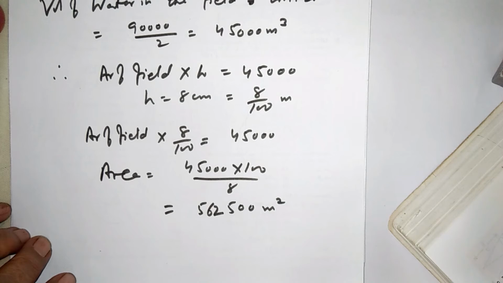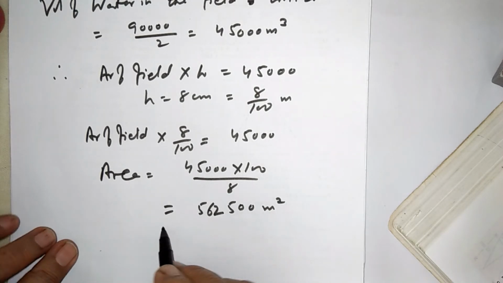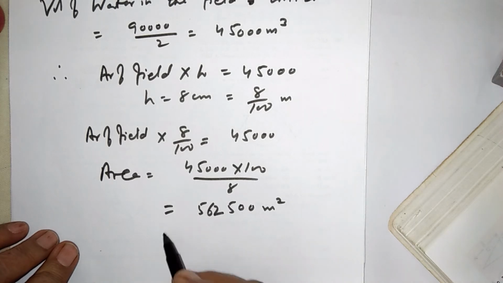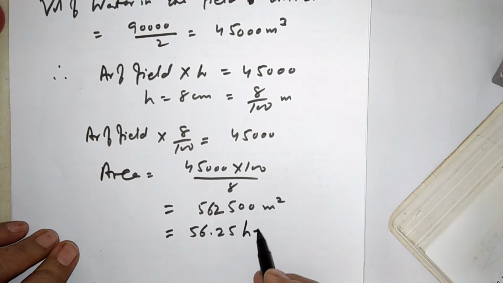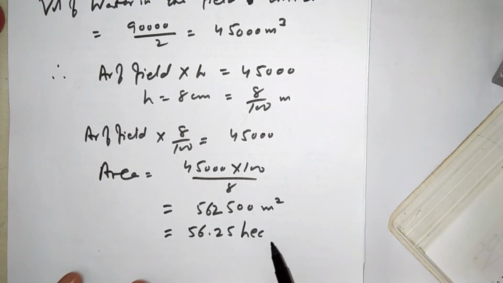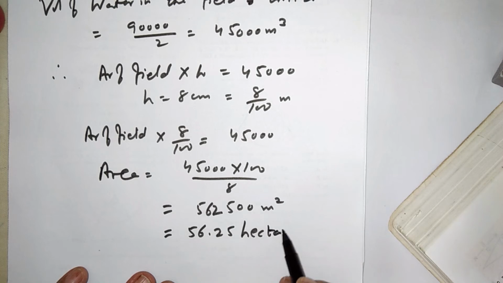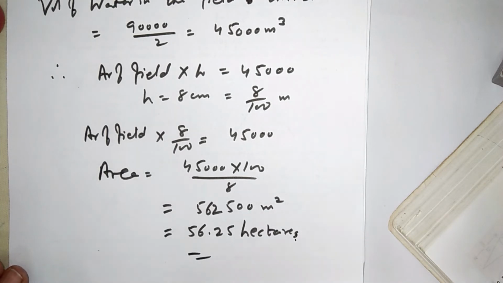You can convert it into hectares also. 10,000 meter square is hectare, so this will be 56.25 hectare. 10,000 meter square is equal to 1 hectare. That's all.